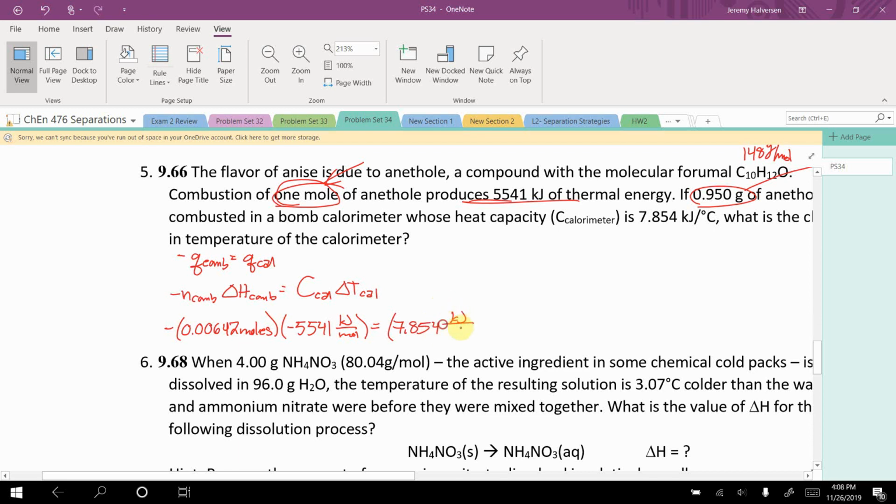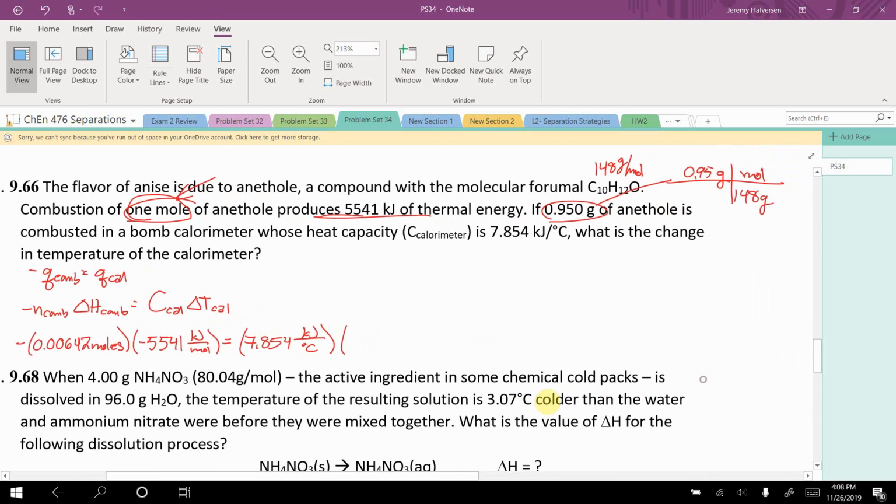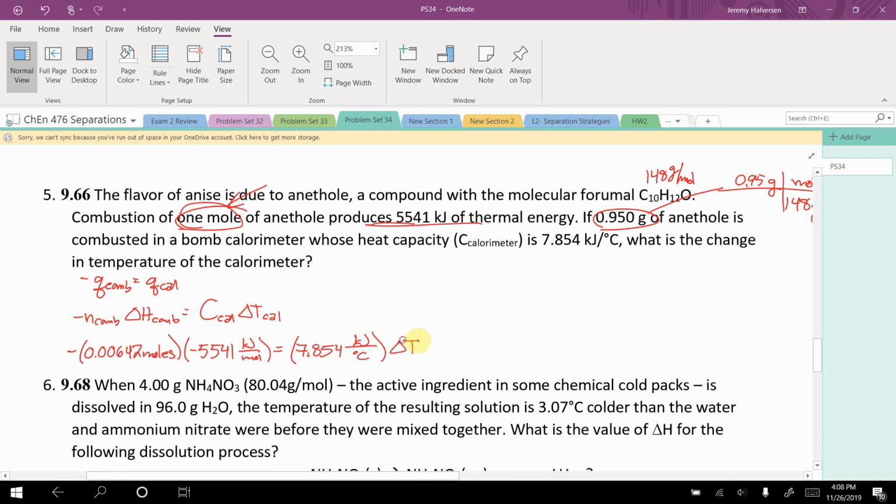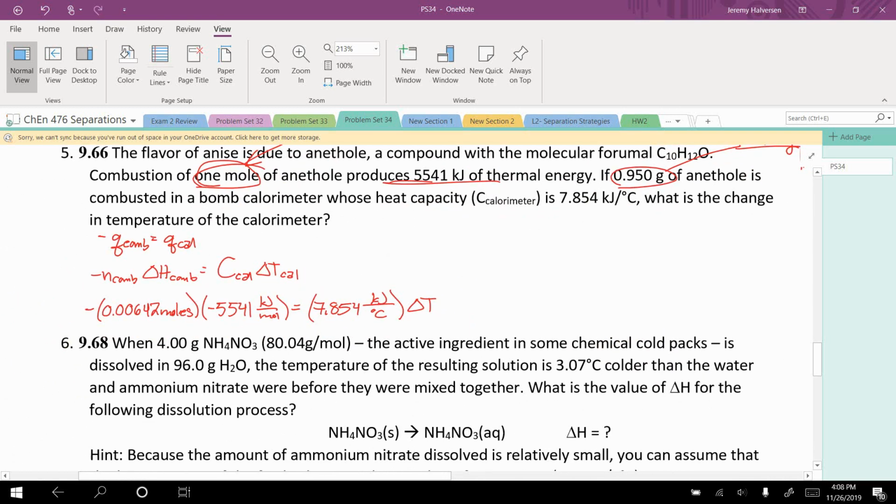7.854 kilojoules per degree Celsius. And my change in temperature is, what happens? Oh, that's what I'm looking for. I'm looking for the change in temperature of the calorimeter. Okay.